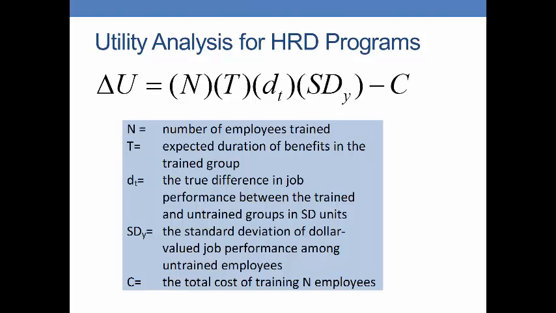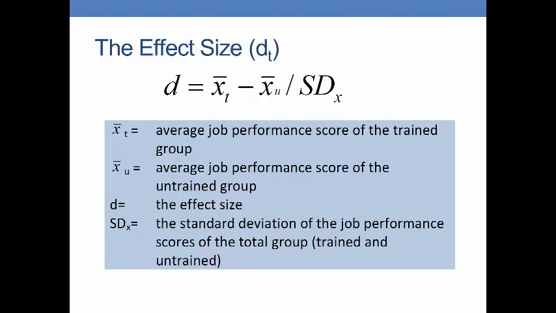Here, the change in utility, represented by delta U, is the gain for the organisation in dollar terms from the training program. Let's look more into how we calculate dt. So here is the formula to work out dt in the utility equation on the previous slide. X bar t is the average job performance score of the trained group, X bar U is the average job performance of the untrained group, and D is the effect size, so what we're trying to calculate.